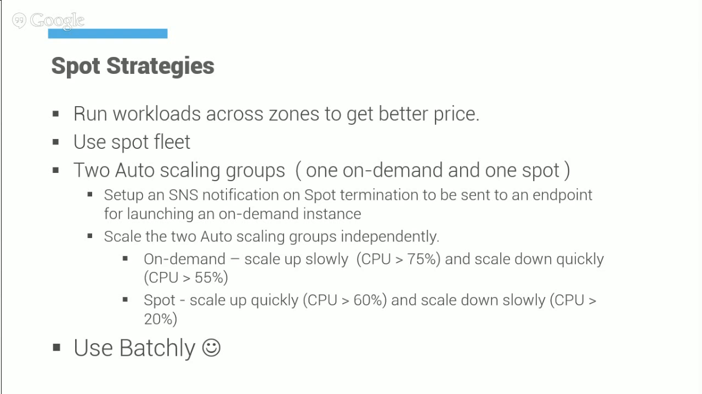You can also use spot fleet, so you aggregate your requests into one. Managing it becomes a lot easier. The other thing you can do is create two auto scaling groups, wherein one is on demand and one is spot. You can set up an SNS notification on spot termination and send it to an endpoint, and then you launch an on demand instance based on that notification. That way you can run your workload without much trouble. Or you can also scale the two auto scaling groups independently. Here the strategy that works for us is you can have the on demand group scale up slowly and scale down quickly, while the spot group scales up quickly and scales down slowly. This is something you can have as a strategy. These are some of the things that we've seen working well for us.